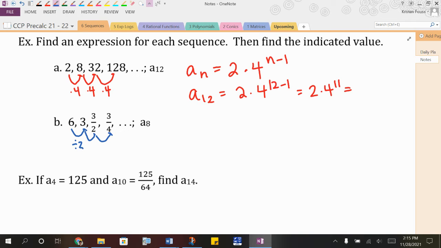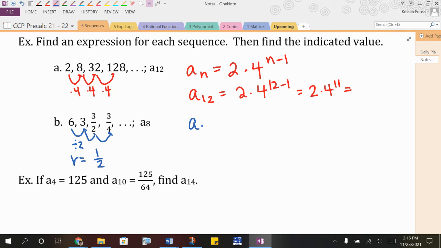Now, dividing by 2 is not something that we can put into a geometric sequence. We've got to write this in terms of multiplication. So if we're dividing by 2, then we're going to have to say that R is 1 half. All right, so we will have some fractions here, which is fine because we like fractions.